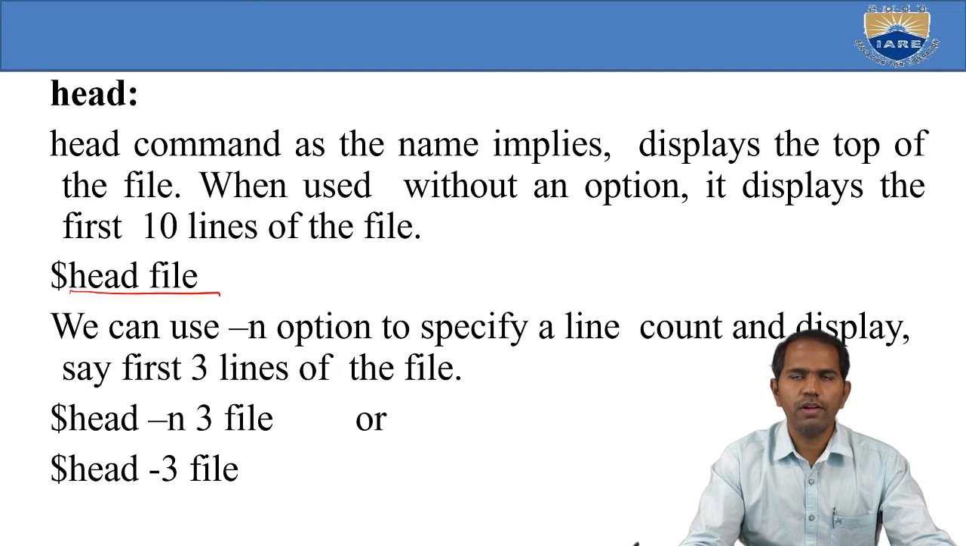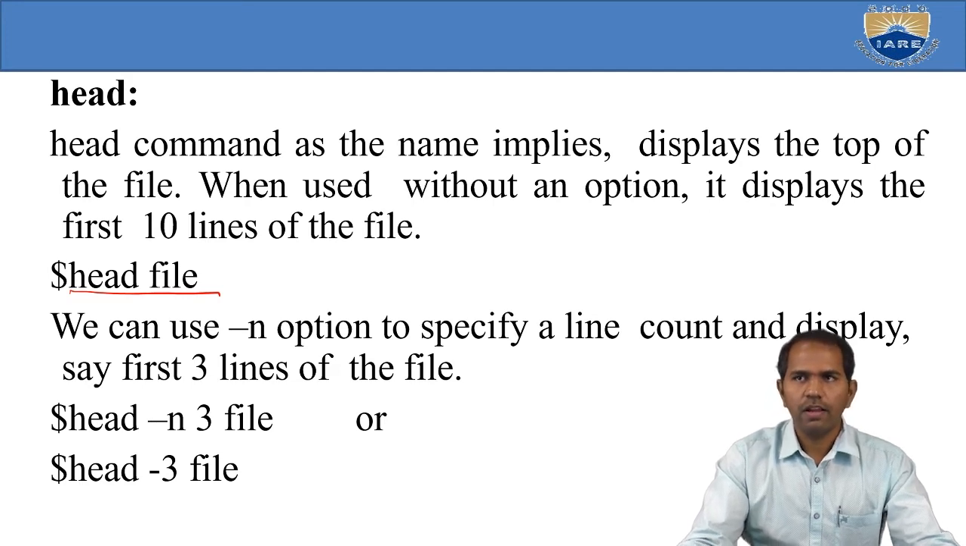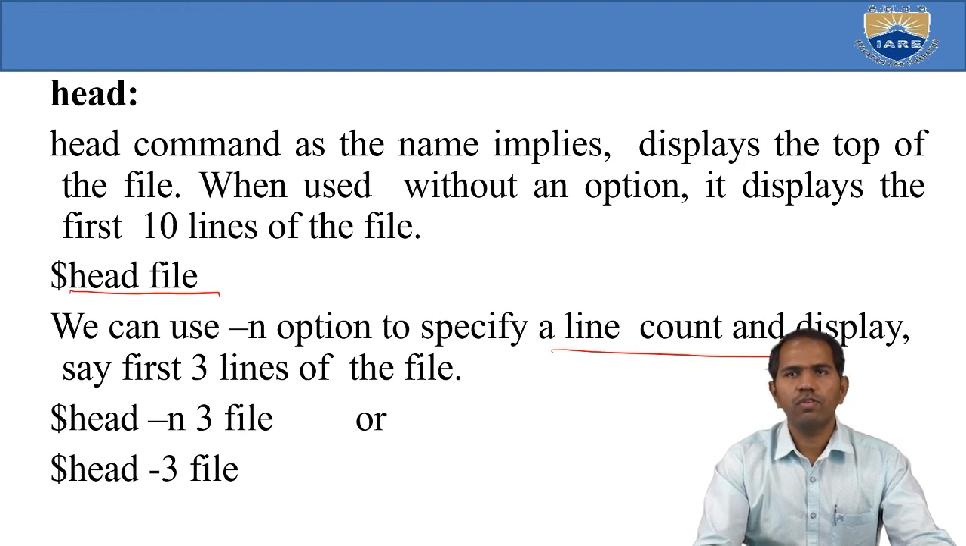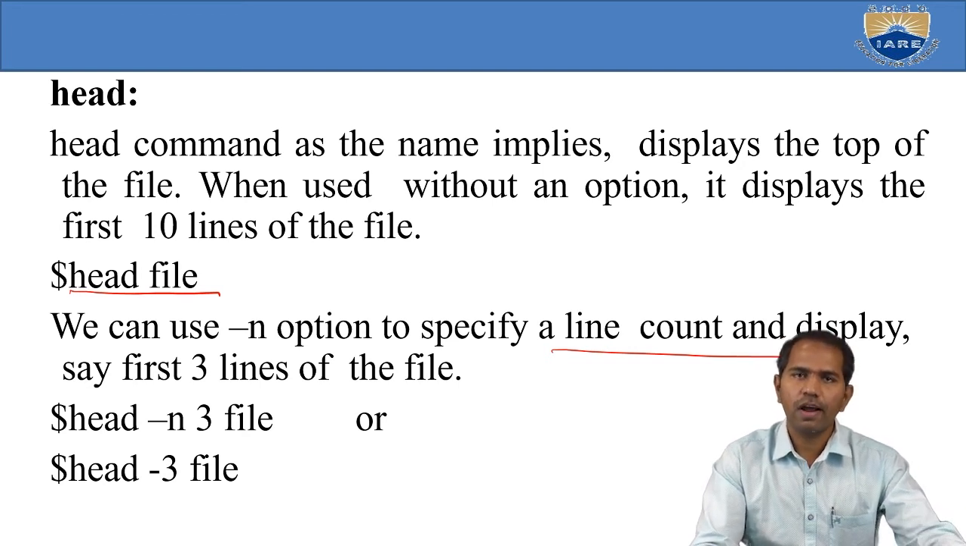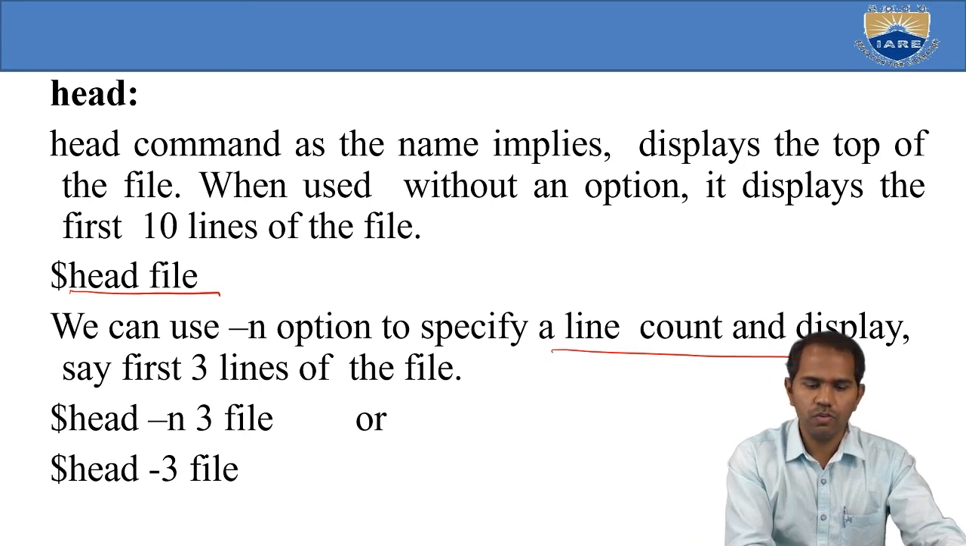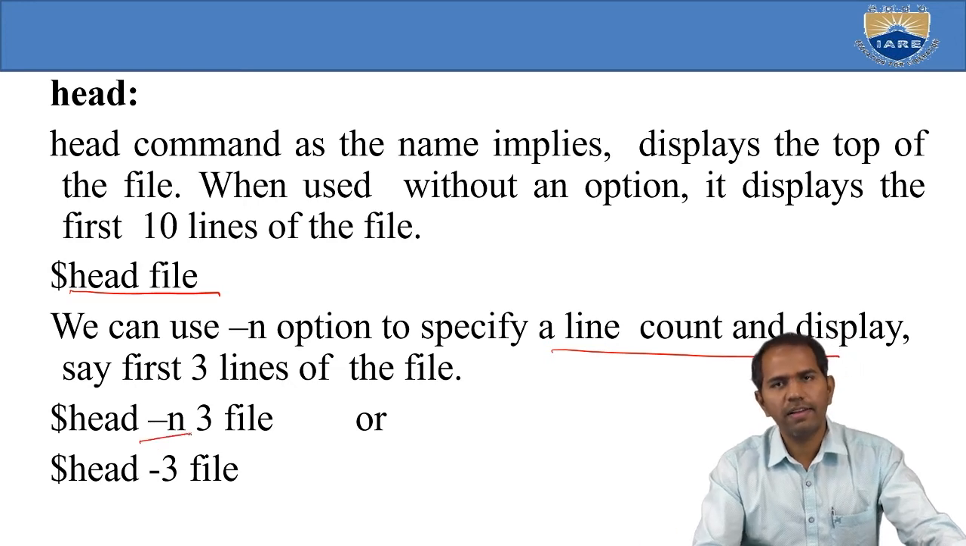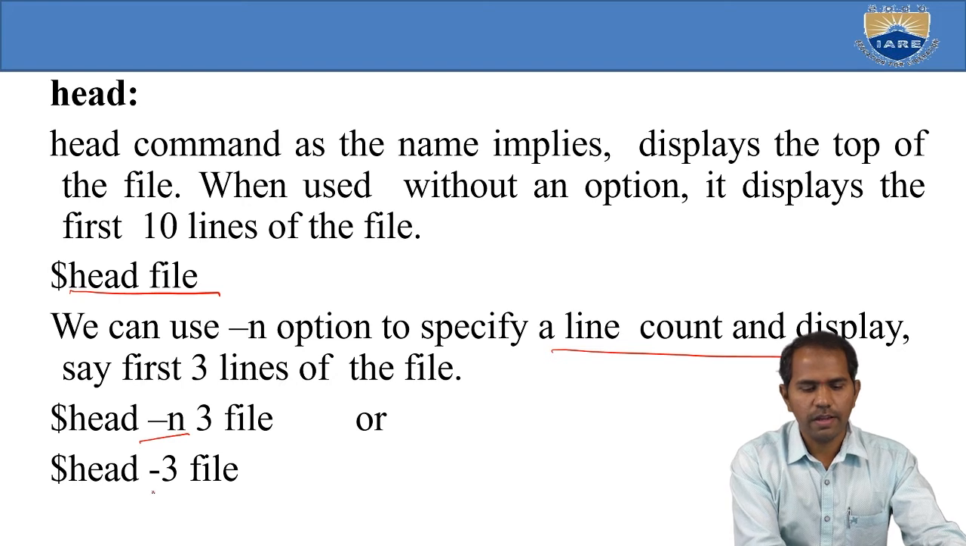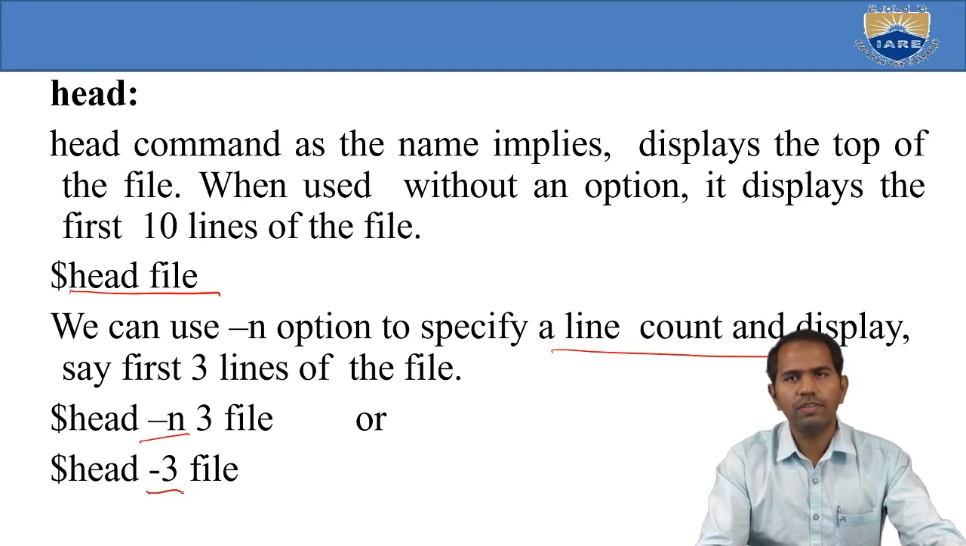Now instead of that, just use the -n option. Line count, it's -n. So line count and display. I want to display only the starting 3 lines. Then use the -n option, head -n 3 file name, or -3 directly without the n option, which it takes by default. Then head -3 file name. So it displays the starting 3 lines of our file.